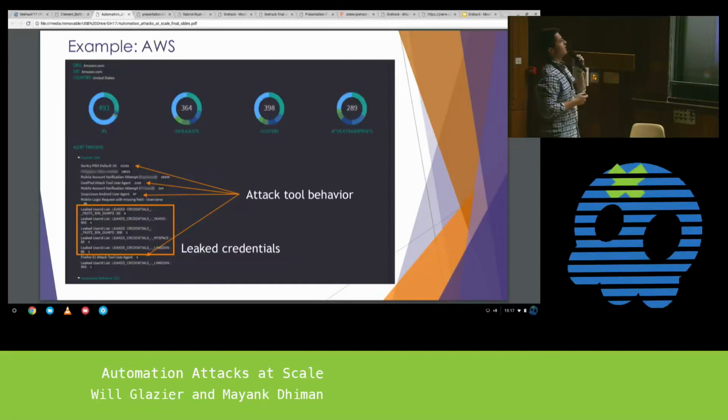Here's an example of traffic from Amazon. You can see here, apologize again for the blurriness of this picture, but rotating through 500 IPs with 364 different user agent strings. We see the presence of leaked credentials here. This is a snapshot of a screen from our tool, but with the blurriness, it makes it a little hard to decipher everything.